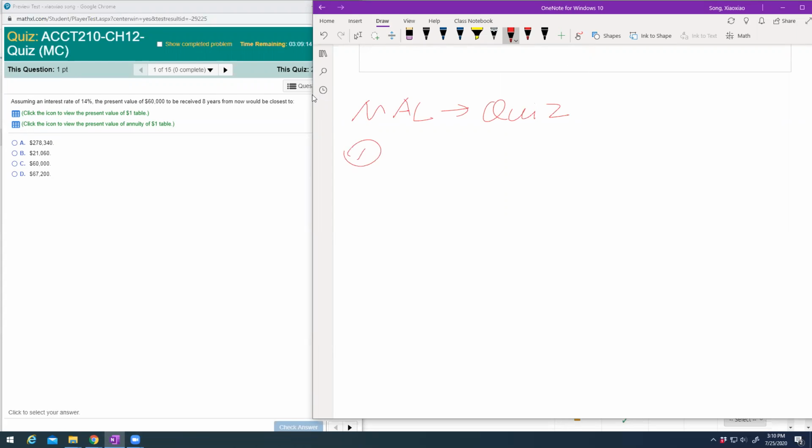The first one asks about present value. Present value is your future value times the discount factor, and then you will get 60,000. We have to decide whether to use just $1 or an annuity. The present value of 60,000 to be received 8 years from now is just $1. An annuity means you get this money every year for 8 years, but this one is just one time, right? So we should use the present value of $1.